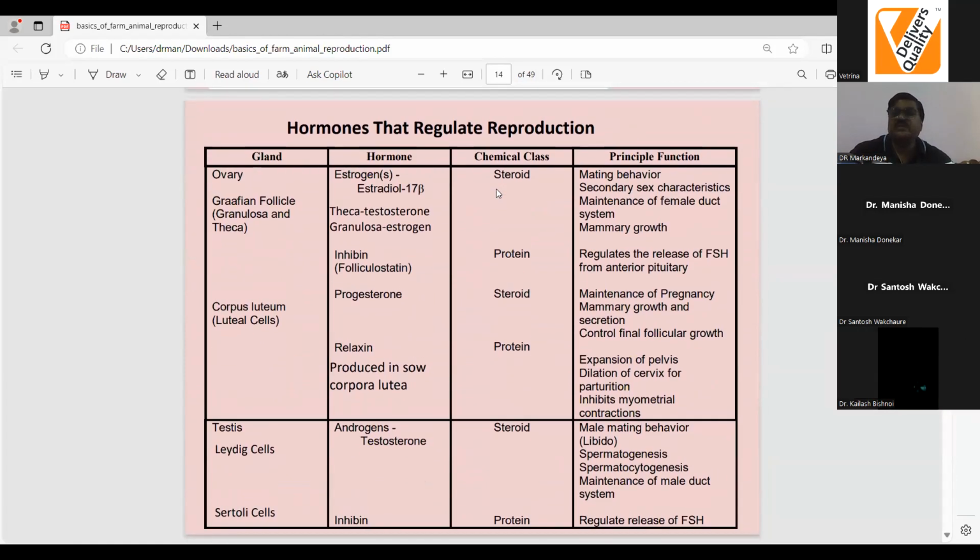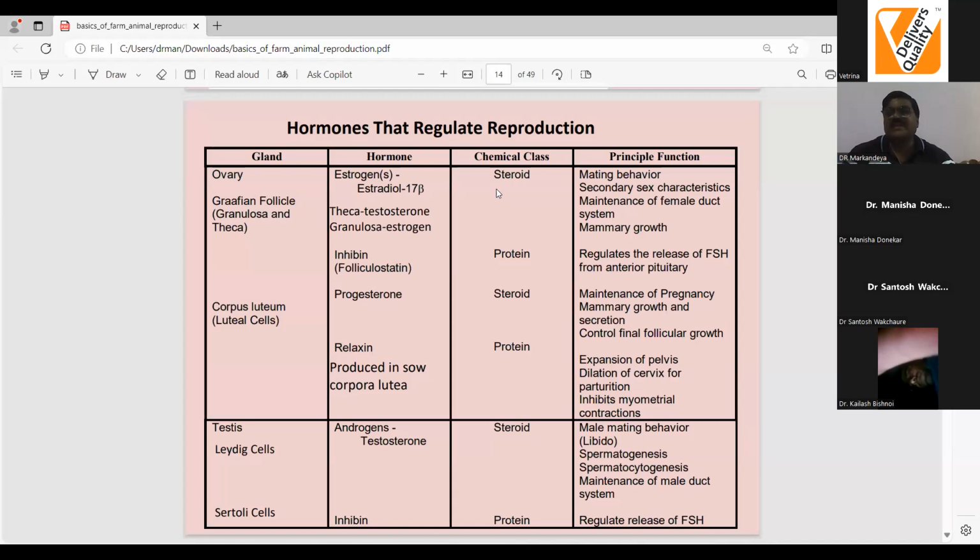This is the list, and I'm going to share my PPT presentation with you all. It is only because this is informative, and whenever you want to go into details, you can refer to this type of PPTs. So for estrogen, the source is ovary.